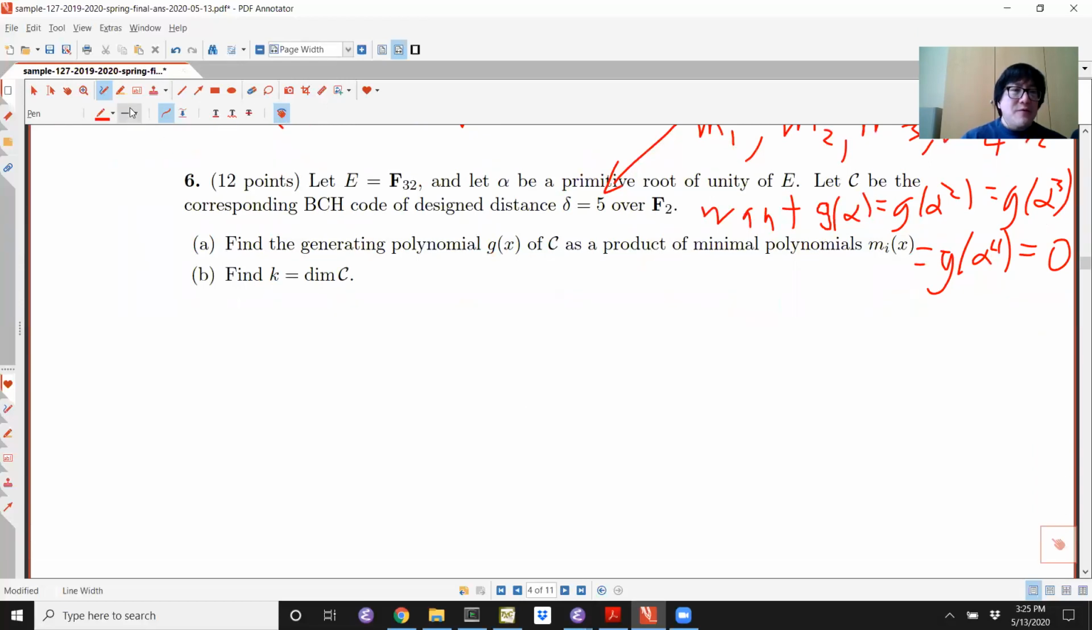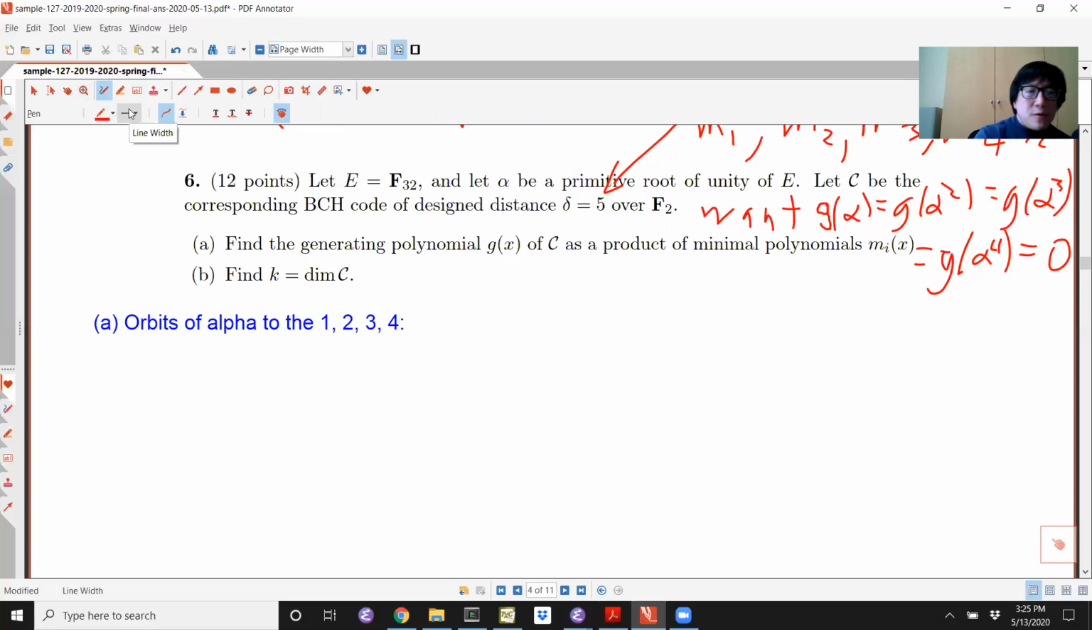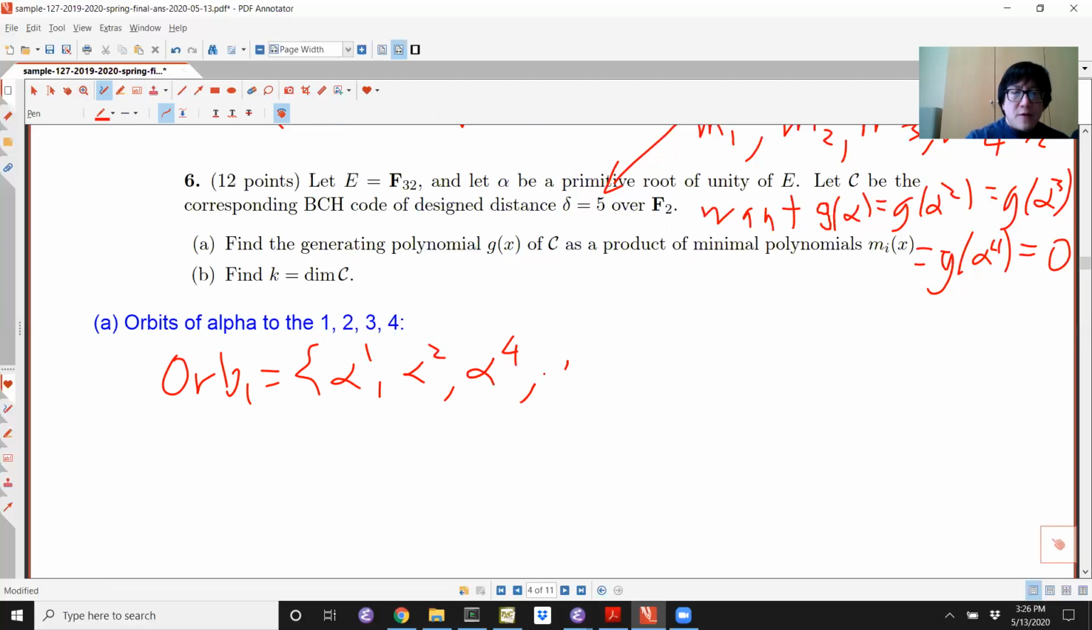And so what we have to do is compute orbits. For A, we're going to have to compute orbits of 1, 2, 3, and 4, or I guess of alpha to the 1, 2, 3, and 4. Just to be fussy, I will actually write it out with the alphas because it doesn't take that long. Alpha, alpha squared, alpha to the fourth, alpha to the eighth.